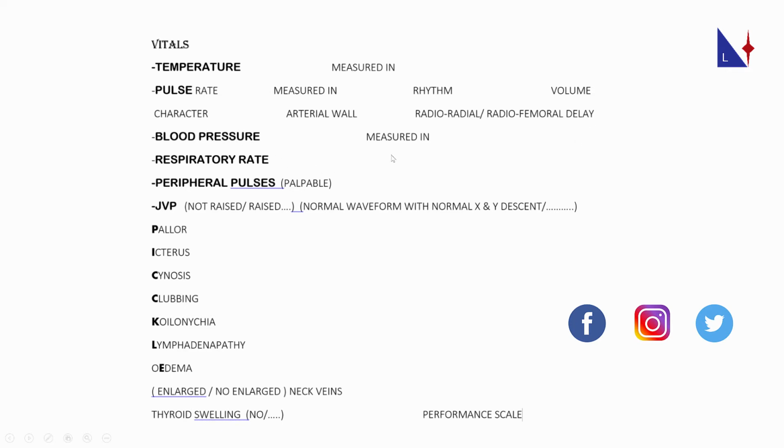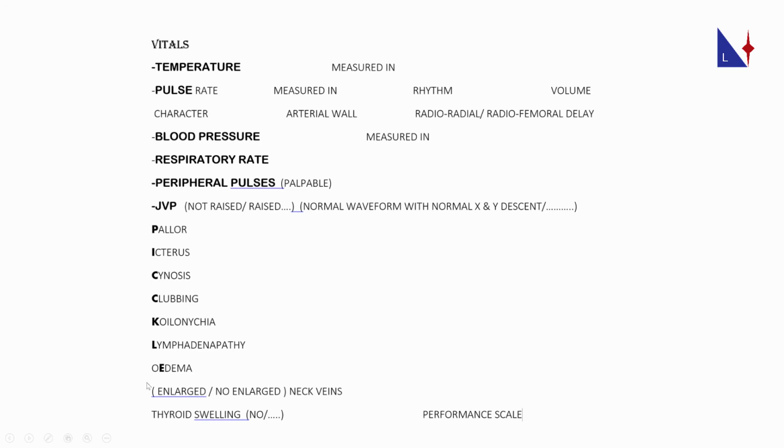Then we have to mention the blood pressure and the place where we have measured the blood pressure, and then we have to tell the respiratory rate by observing the chest movement, and we also say whether the respiration is thoraco-abdominal or abdominothoracic. And then we have to palpate all the peripheral pulses like dorsalis pedis, popliteal, femoral, and maybe carotid, and then we have to specify whether all the peripheral pulses are palpable or not. Then we have to measure the JVP, the jugular venous pressure, and we have to specify whether it is raised or not raised. We can also mention this JVP in centimeters, and we have to tell about the waveform, whether it is normal or not normal. Normally the JVP has a normal X descent and a normal Y descent.